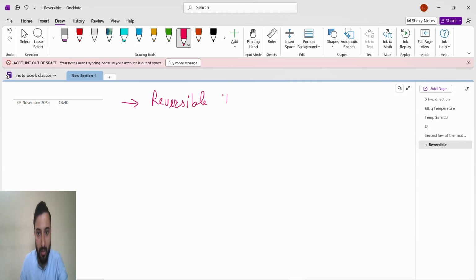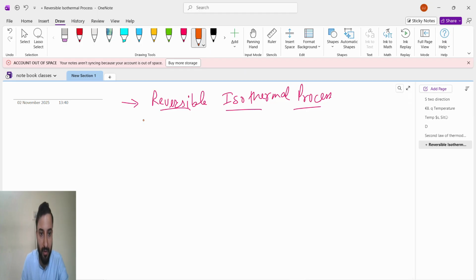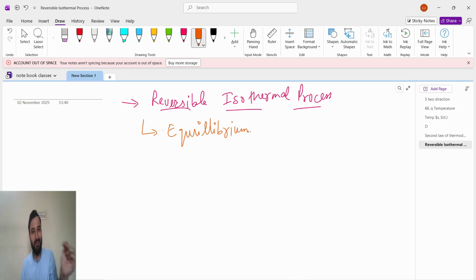Now we will talk about reversible isothermal process. So see, it is a reversible isothermal process. Reversible means what? Reversible means equilibrium. Reversible means it can reverse. You can go in the forward direction, and from forward you can come to backward. So reversible isothermal process means equilibrium.